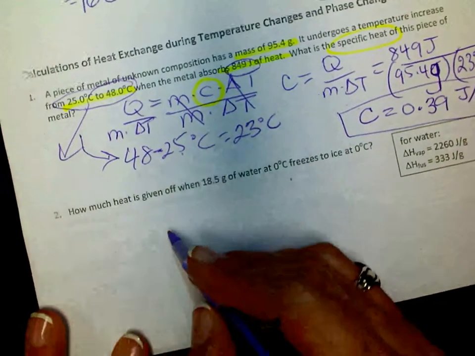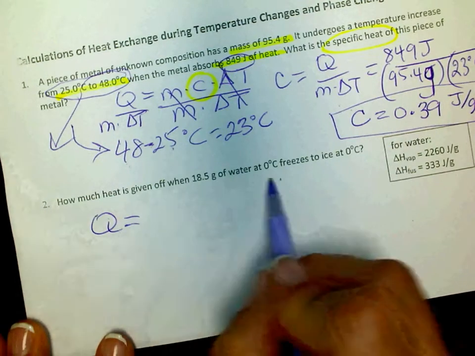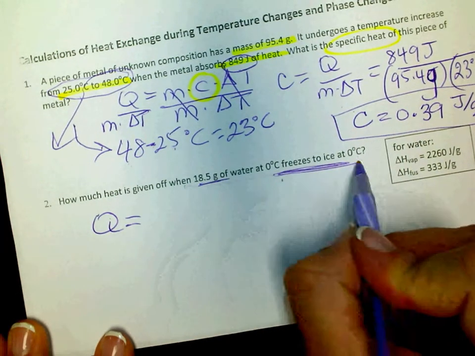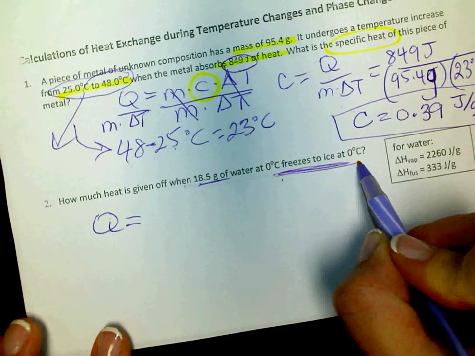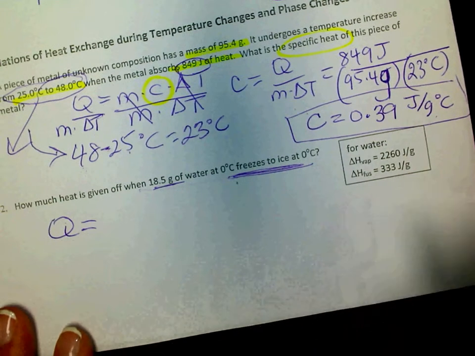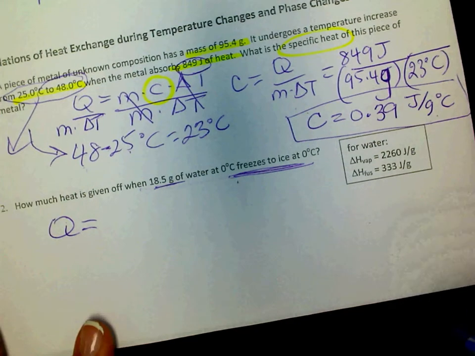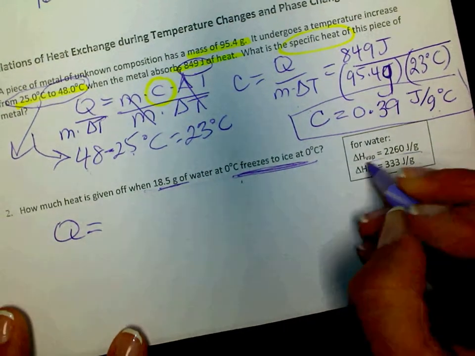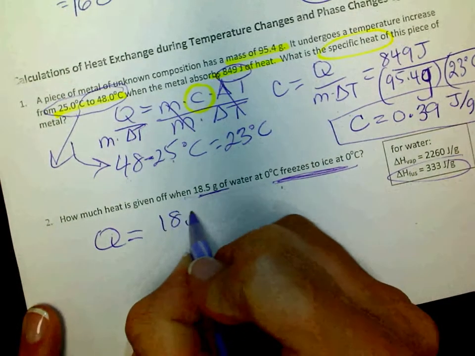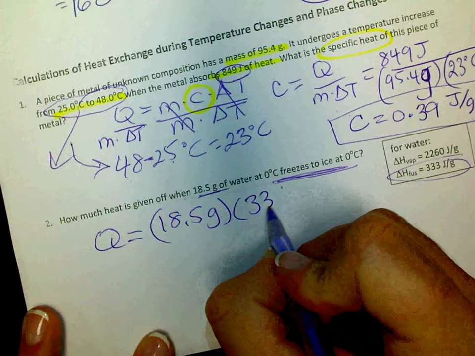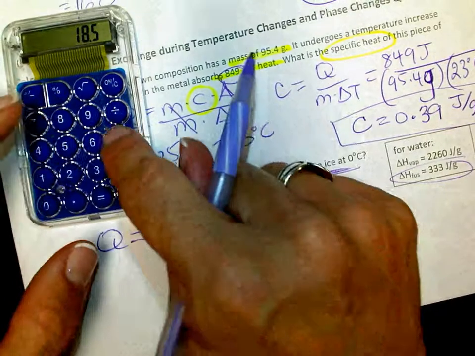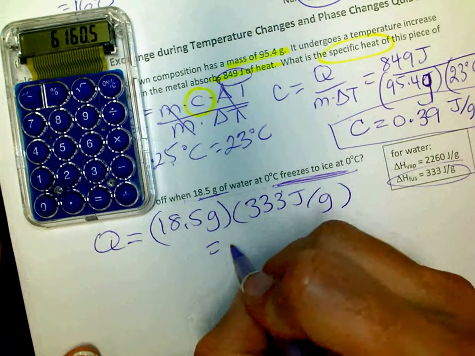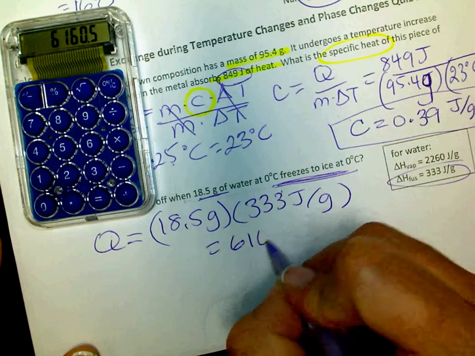Next, how much heat is given off when 18.5 grams of water freezes at zero? There's no temperature change. So if we're at 0, Kat, what is the enthalpy value that we need? Fusion or vaporization? Very good, fusion. This is the one we want, okay? So I'm going to take the mass times the heat of fusion, multiply them together, and Corbin, this is the one that you had, right? All right, 6160 joules. There you go.